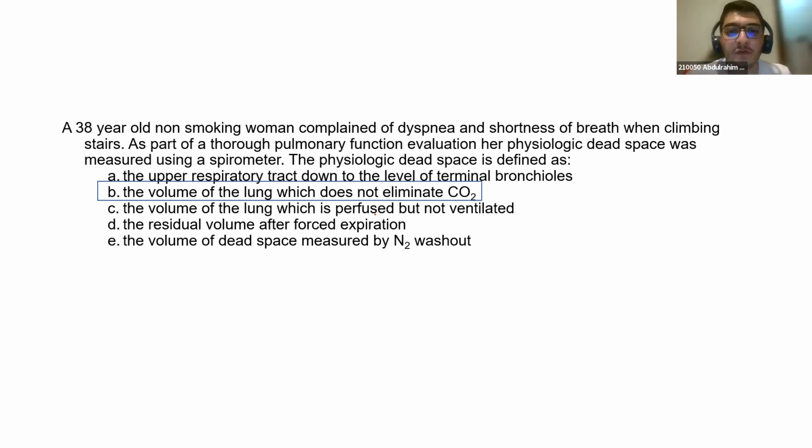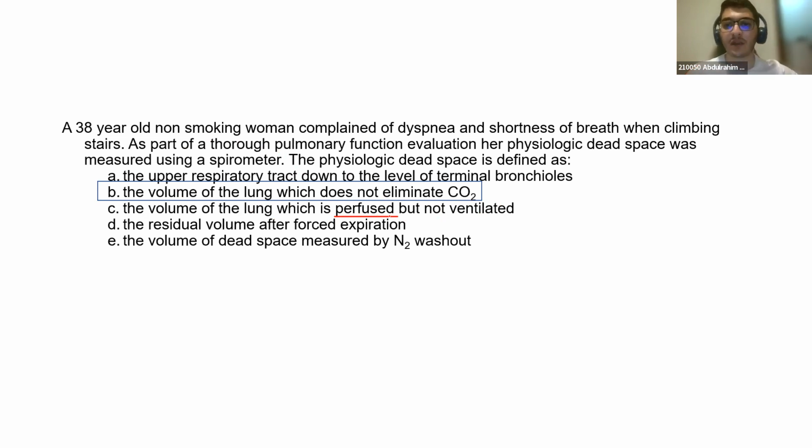The volume of lung which is perfused but not ventilated is wrong, because later you will learn that the upper part of the lung is ventilated but not perfused, and the lower part of the lung is perfused and ventilated. Let's say gases are found in the whole lung. And perfusion, let me repeat one point: not the whole lung is perfused. There are areas which are not perfused.